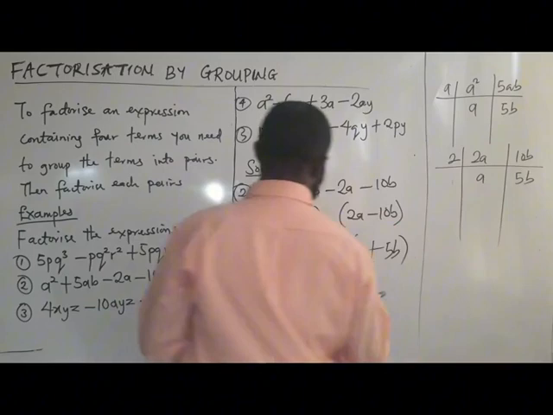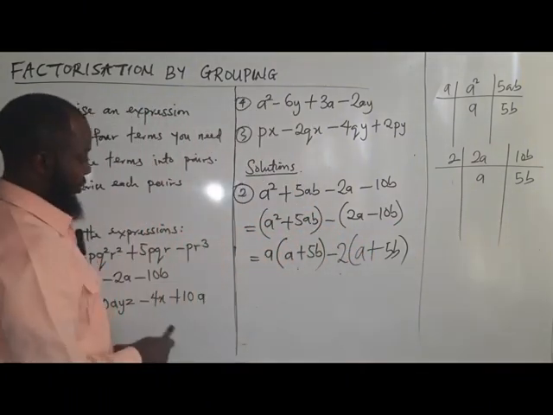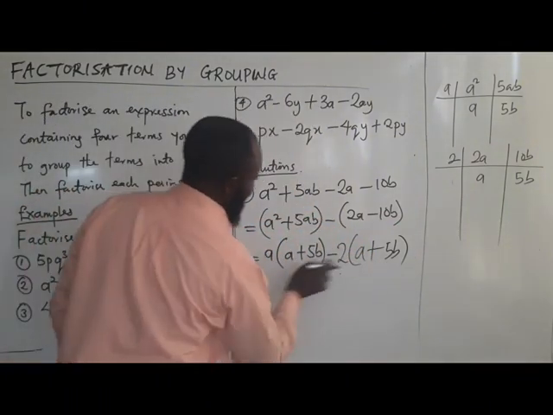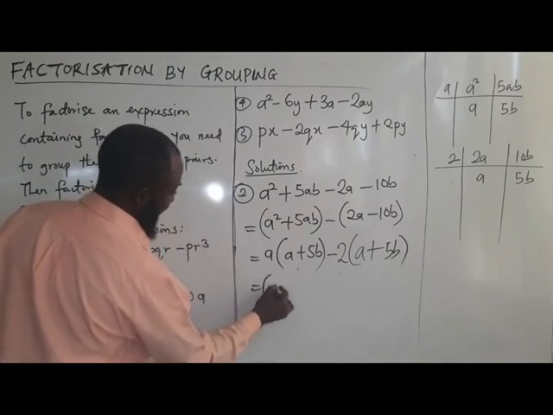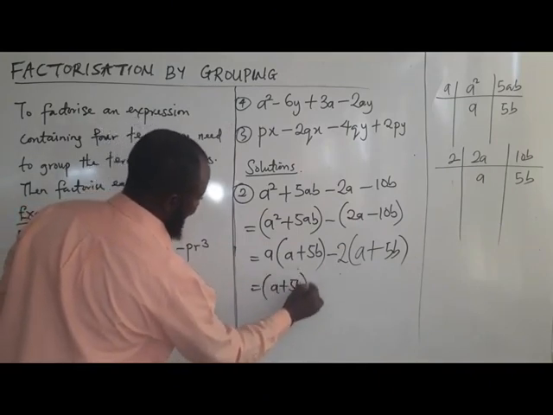So in this case, we have turned it to a larger expression. What is common here is a plus 5b. That is a plus 5b.